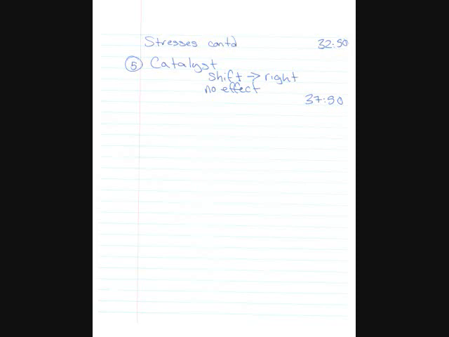The last one, anybody want to take a stab at what the last one is? Catalyst. We can add a catalyst. Now normally we don't take catalysts out, we just add them. Adding a catalyst will either shift it towards product, so it'll shift it to the right, or no effect at all.